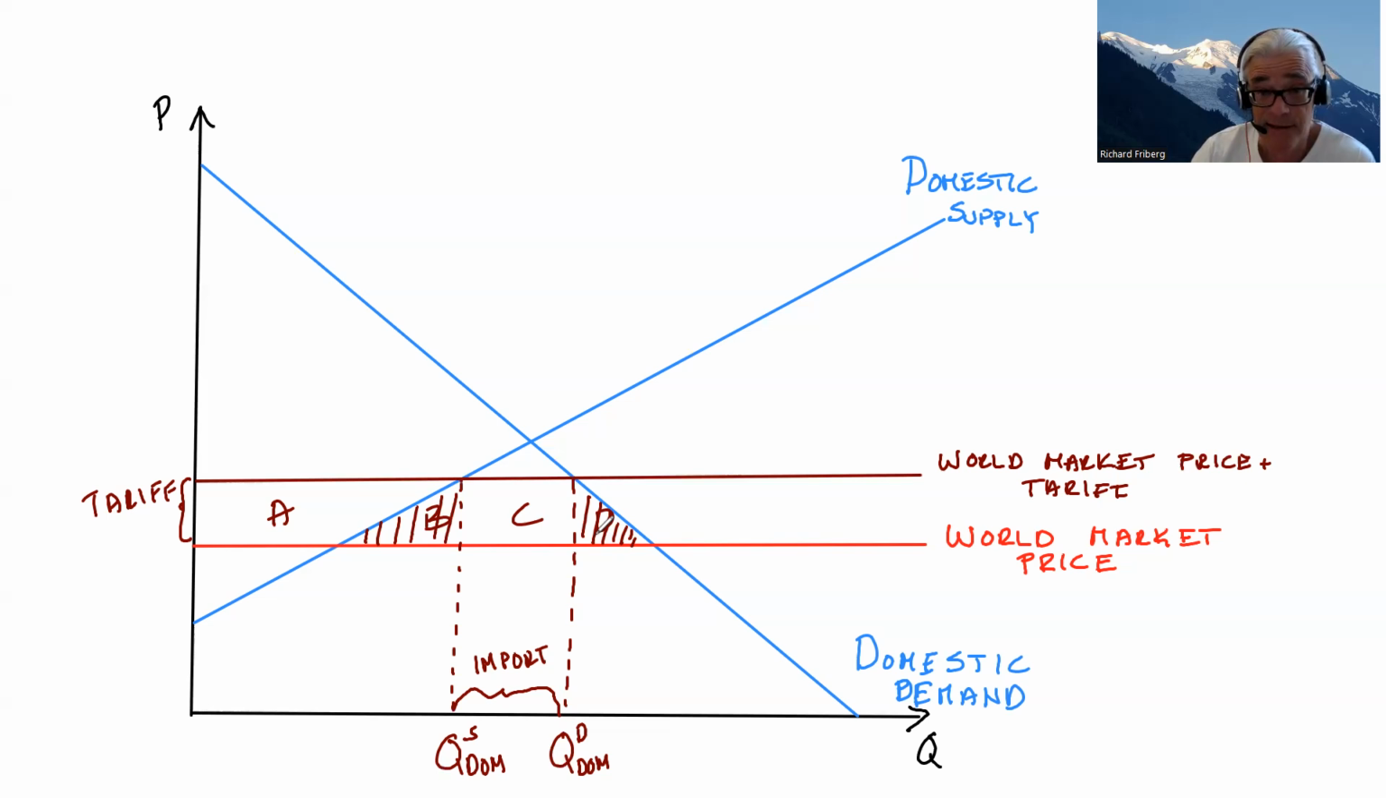Okay, and that's not saying that tariffs, or taxes or subsidies, can never be motivated, but it's saying what are the costs. That's clearly something that we have to weigh against the benefits. Okay. That's it.